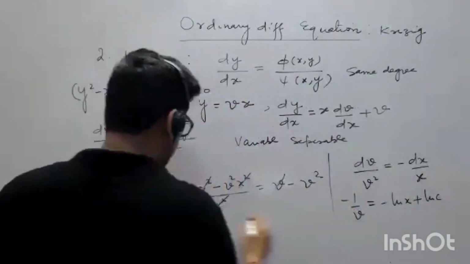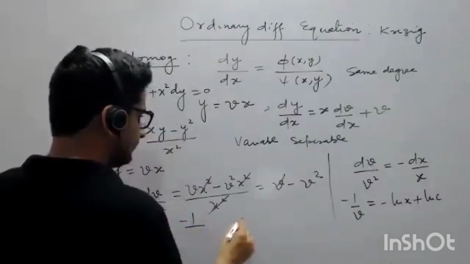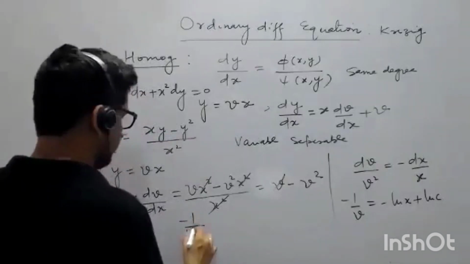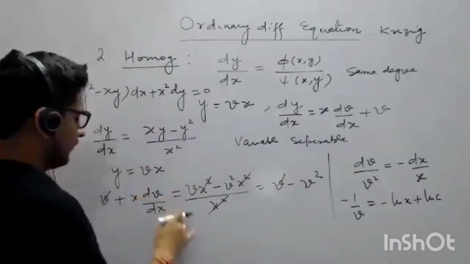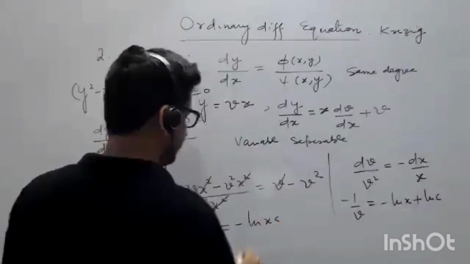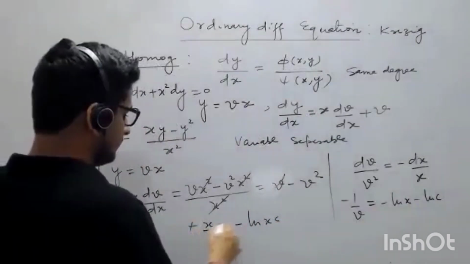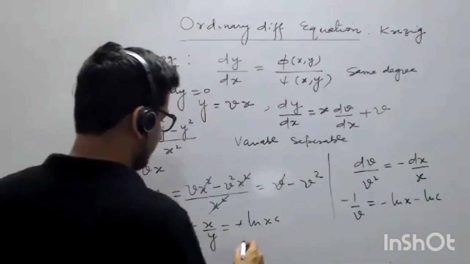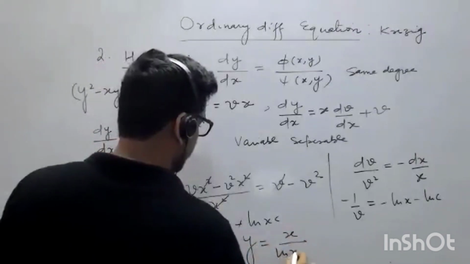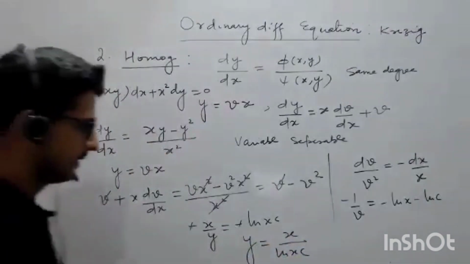Correct? And when you integrate it, minus 1 by v is equal to minus ln x plus ln c, and this will become minus 1 upon v, where v is equal to y by x, so it will become minus log of xc. So this will be cancelled and you will get y as x by ln of xc. This is your solution.